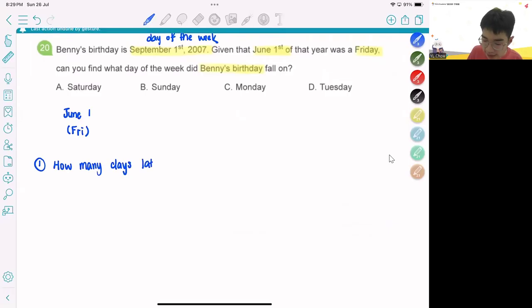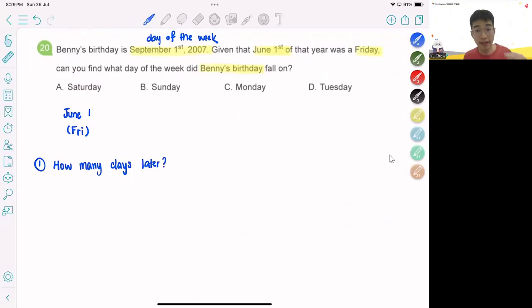compared to our starting date of June 1, how many days later will September 1 be? Okay, how do we do that? Now, here's a little trick to do this. We will use an arrow diagram. It's like a flow chart. Now, how does this work?